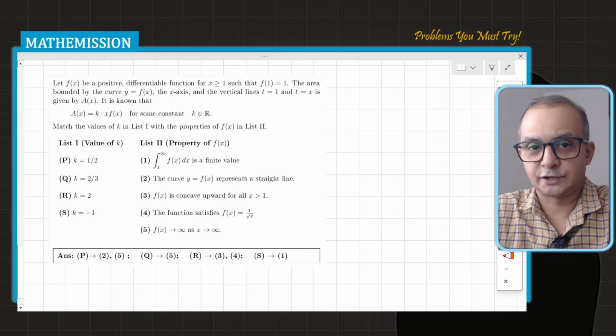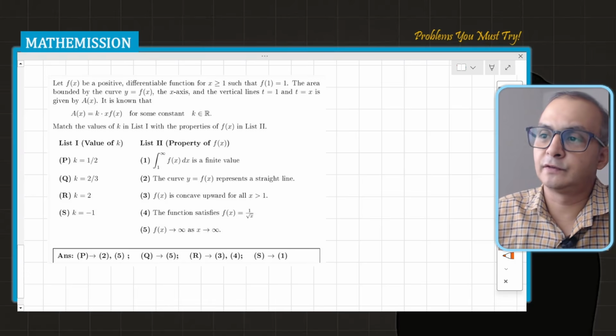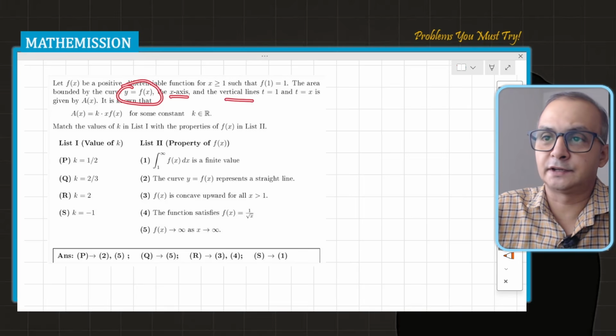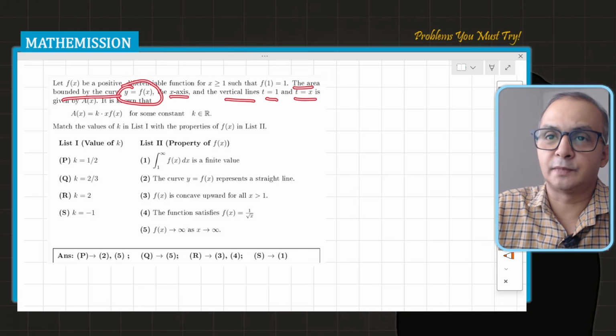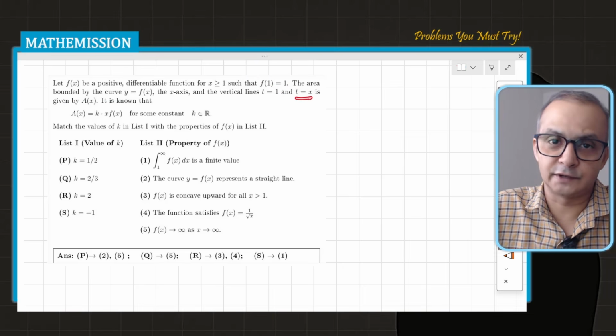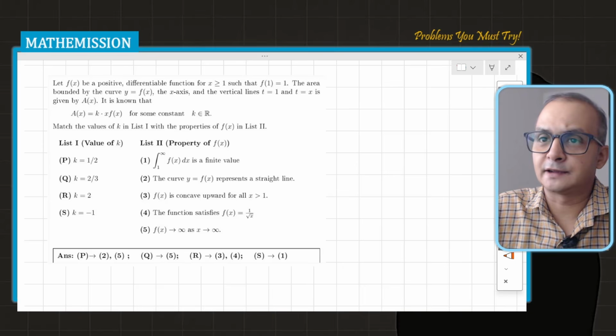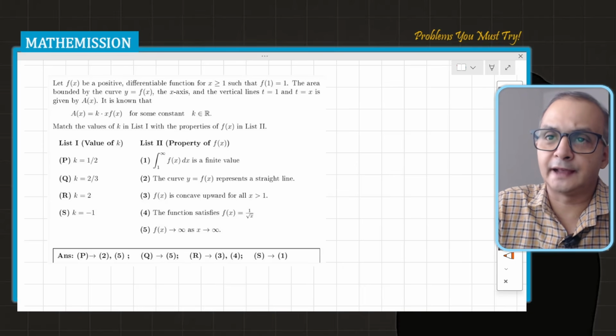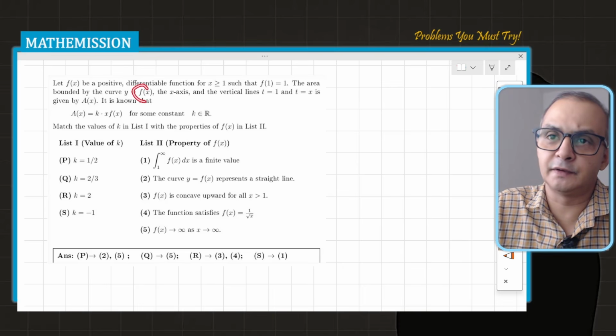If you are in the context of area, and whenever you see this kind of situation, y is equal to f(x), and the x-axis and the vertical lines t is equal to 1 to t is equal to x, this is the area function bounded by the curve given, and f is differentiable, and f(1) is 1 by the way. So when t is equal to 1, t is equal to x is given, you don't have to get confused. What we can think instead is that this is the dummy variable.